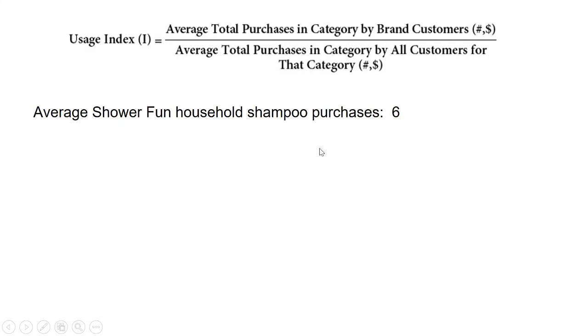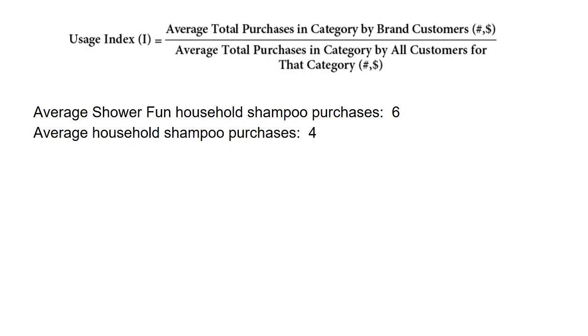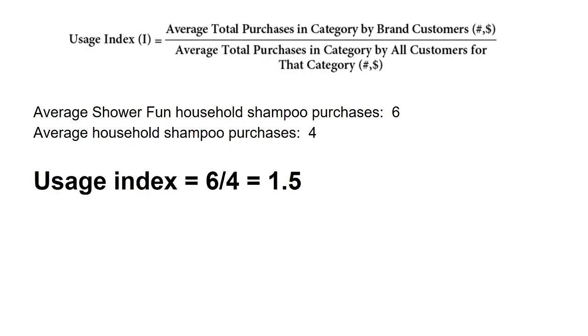Okay, so Shower Fun shampoo: the average customer buys 6 units of shampoo. Across all the population, households make 4 purchases of shampoo. So our usage index becomes 6/4 or 1.5.